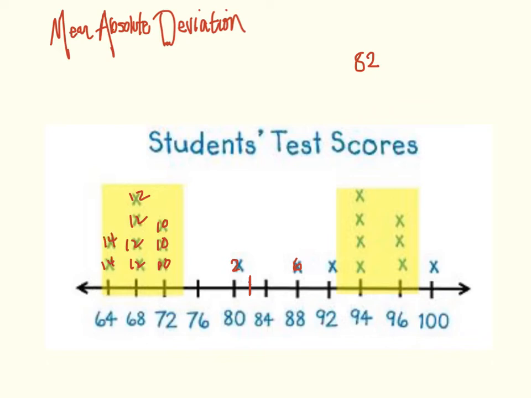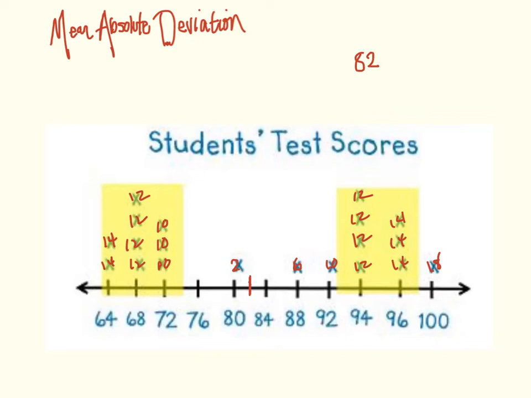On the other side, 92 is 10 away from 82. And this would be 12, and 12, and 12, and 12. And this would be 14, and 14, and 14, and 18. Now, unfortunately, we're not quite done. But at least you can see visually how far all the scores are away from the average, or the mean.